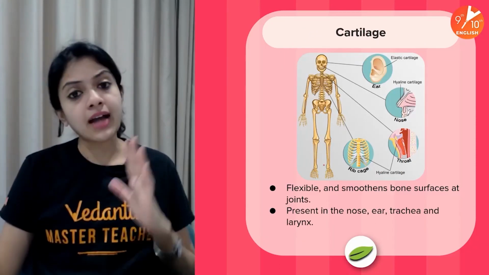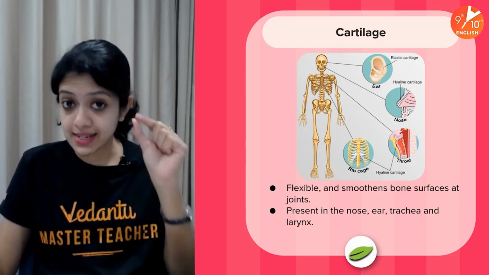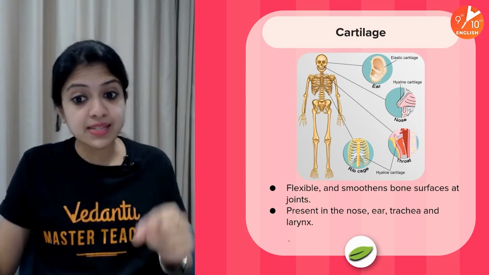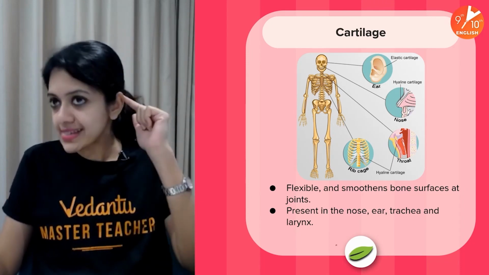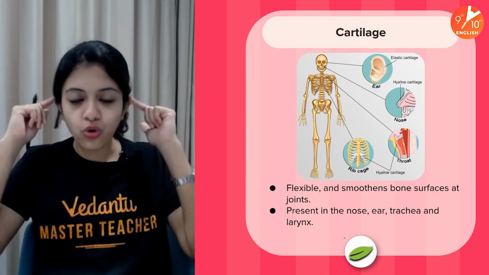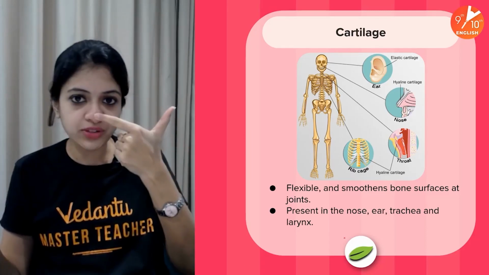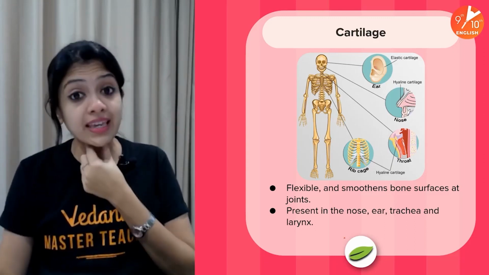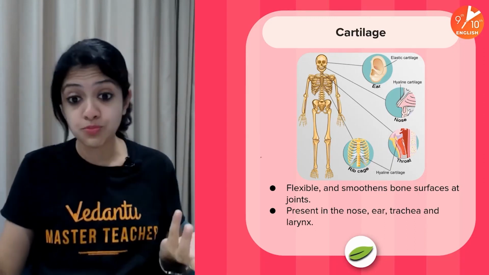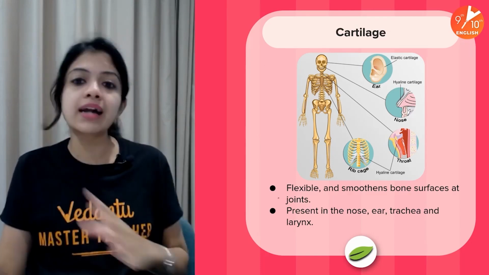Okay, now comes cartilage. Now just remember, cartilage is similar to bones, but then it is flexible. That is one major difference. It is flexible and also smoothens bone surfaces at joints, places where you can actually fold different parts of your body, the tip of your nose where you can feel that softness by pressing it, the external ears, all these parts, even your trachea, your larynx or the voice box, they are all made up of, supported by cartilage.